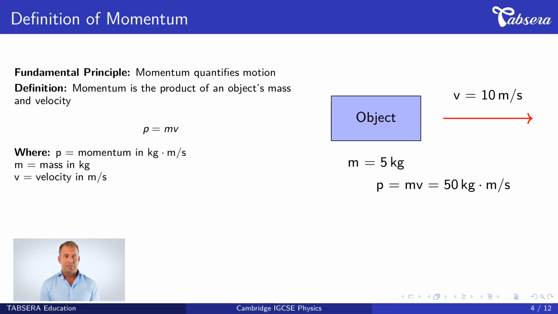Mathematically, we express this as P equals mv, where P represents momentum measured in kilogram meters per second, m represents mass measured in kilograms, and v represents velocity measured in meters per second. The diagram illustrates a 5-kilogram object moving at 10 meters per second. Notice how momentum equals mass times velocity, giving 50 kilogram meters per second. This principle is fundamental because it connects an object's physical properties with its motion.